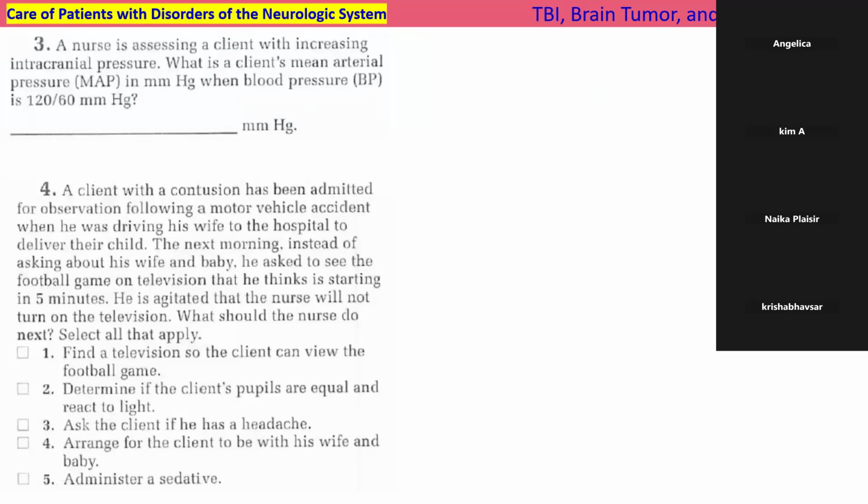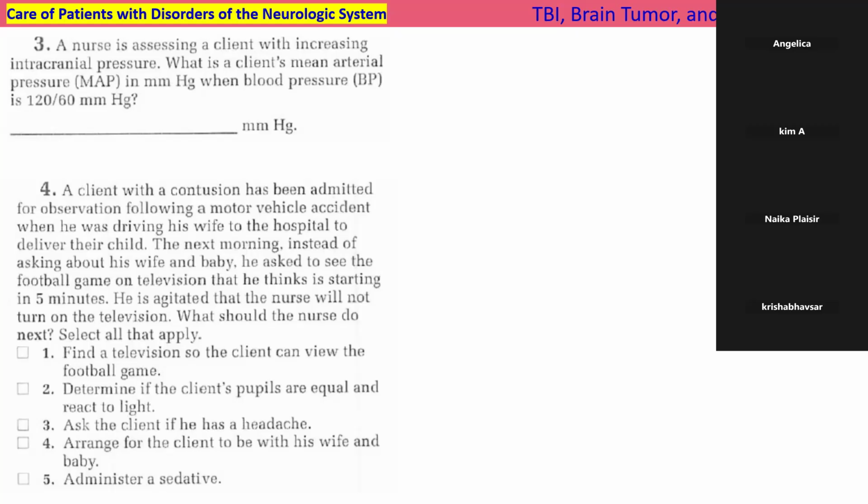Number 3, which is 120 plus 260s, another 120, divided by 3, results in 80. The answer is 80 millimeters Hg. Number 4, so the client with contusion, and we answered this question and we said it's 2 and 3. So the answer is 2 and 3.